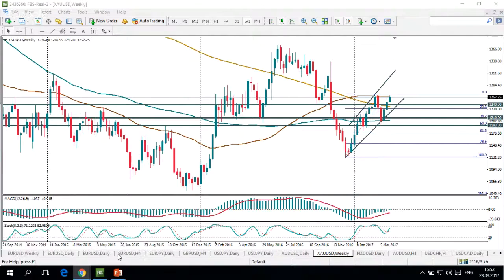So this is what I wanted to share with you today. Let's make a quick conclusion about the currency pairs and assets we have discussed today.